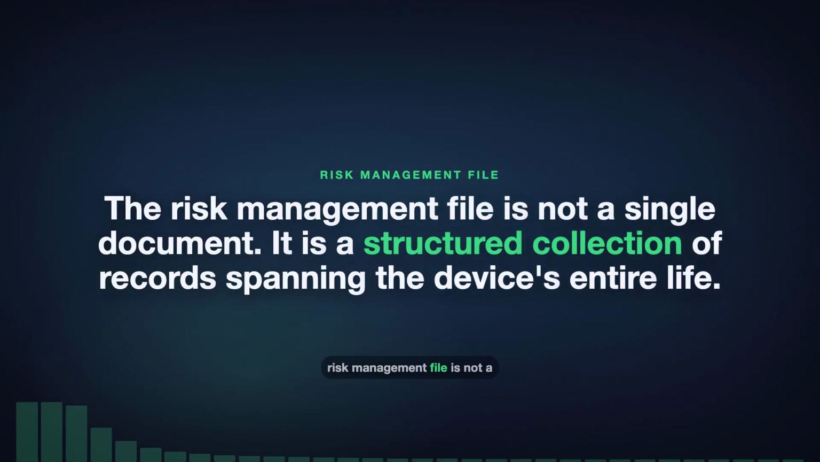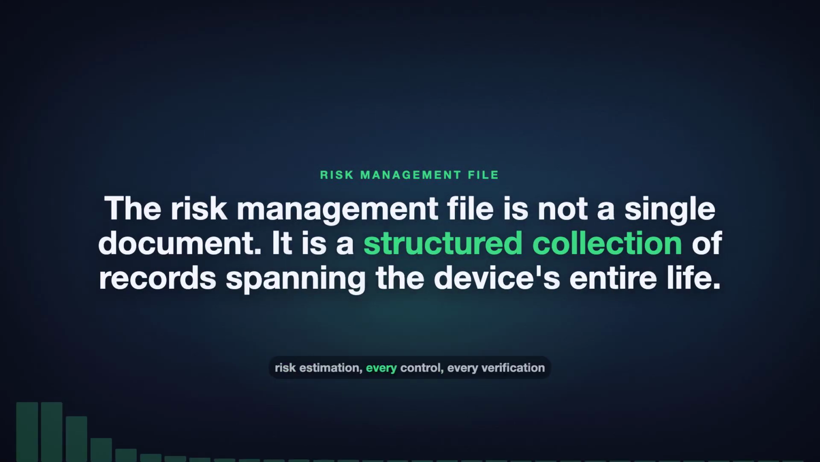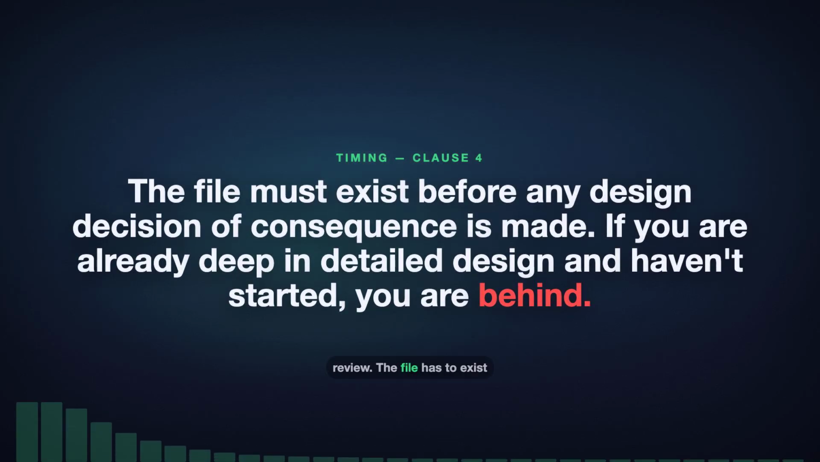The risk management file is not a single document. It's a structured collection of records. Every hazard you identify, every risk estimation, every control, every verification record, every post-market review. The file has to exist before any design decision of consequence is made.